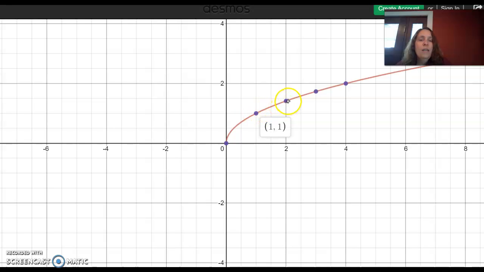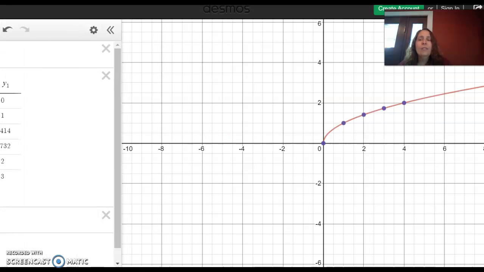That's 1, 1. There's 2, 1.414, which is about the square root of 2. 3, 1.732, 4, 2, and 9, 3. 9, 3 is hiding behind my face, but that's okay. If you take a look, those really are the same points that we saw before.